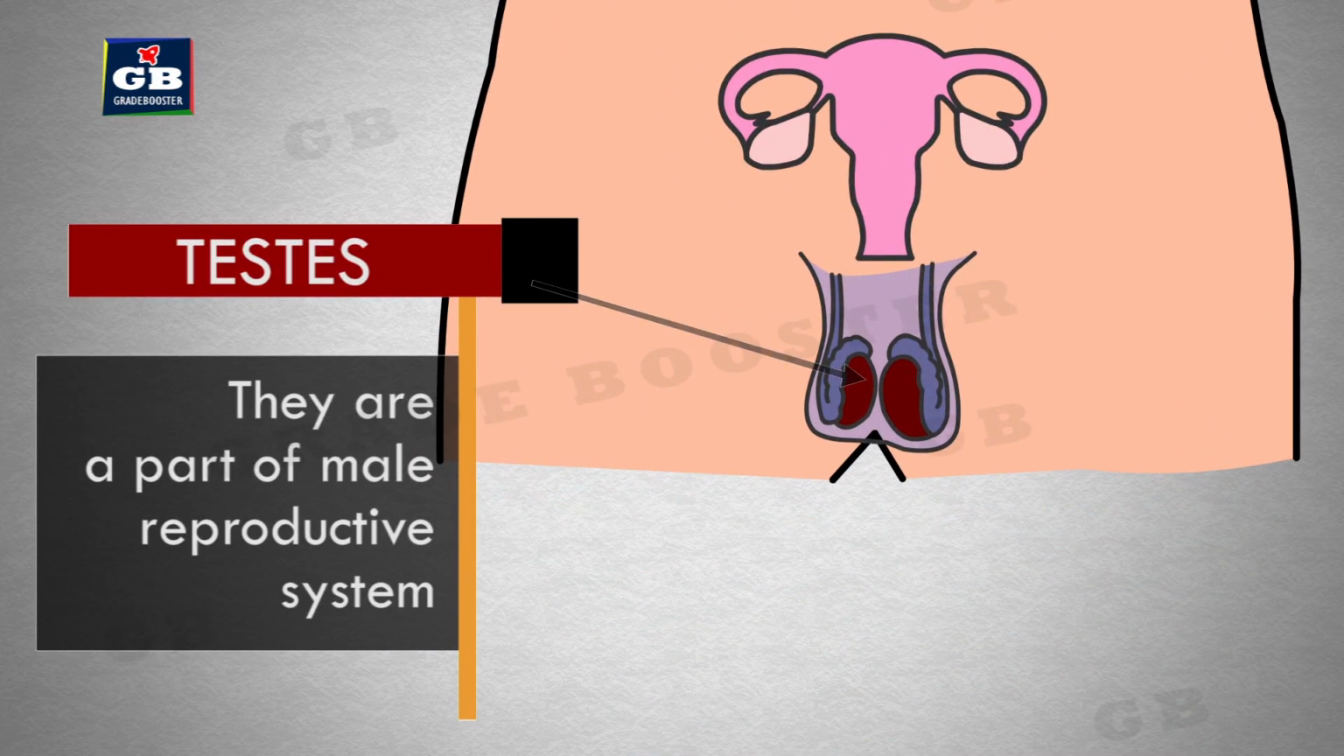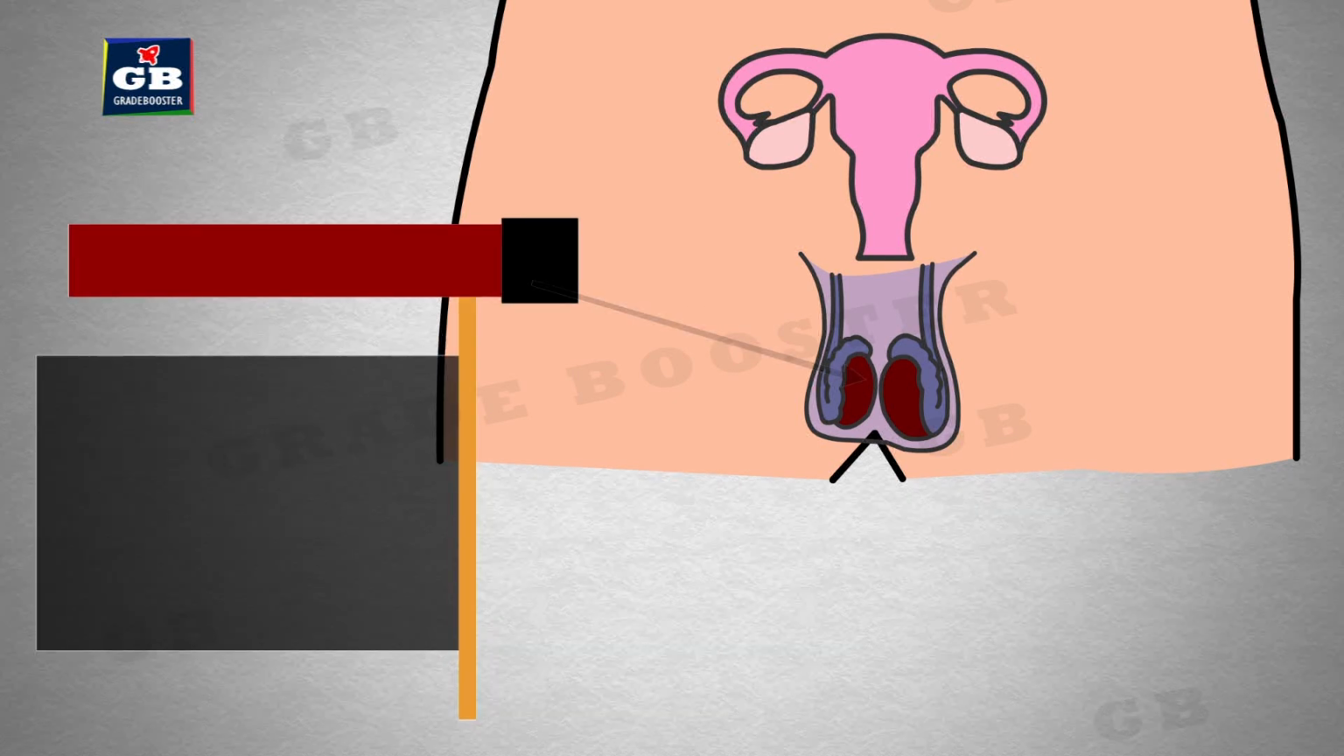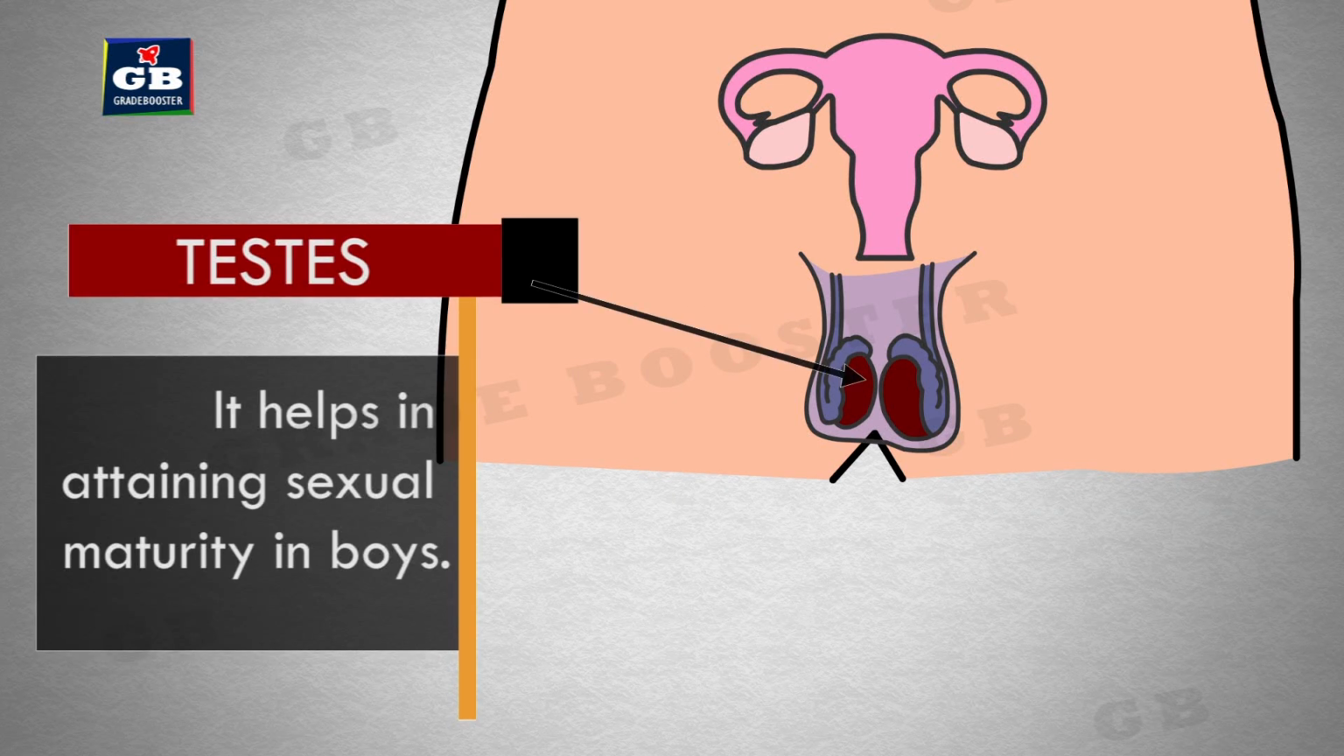These are testes. They are a part of male reproductive system. They produce a hormone called testosterone. Testosterone helps in attaining sexual maturity in boys.